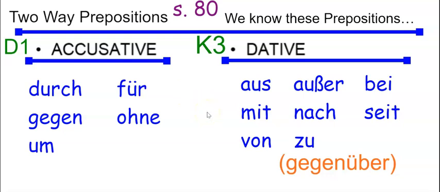Aus, außer, bei, mit, nach, seit, von, zu. Aus, außer, bei, mit, nach, seit, von, zu. And then gegenüber.